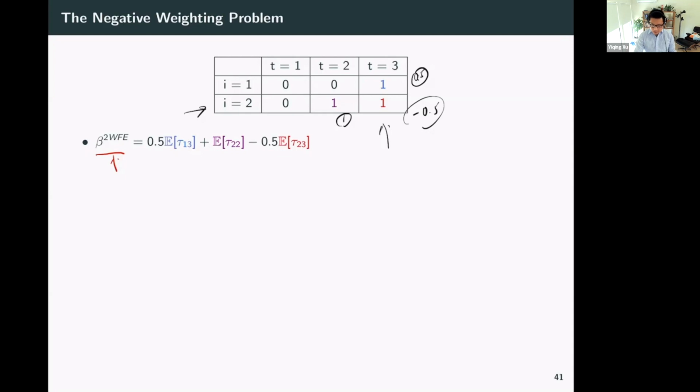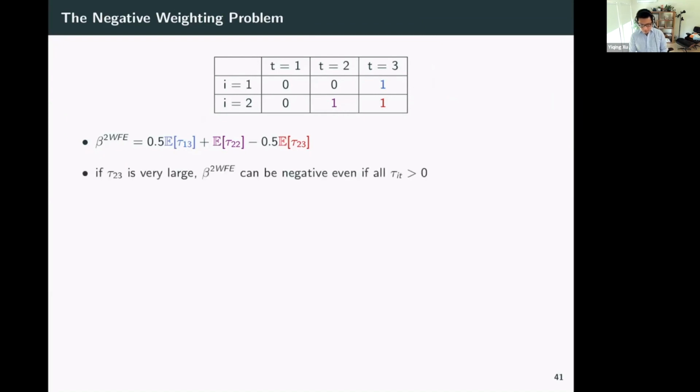Okay, so here as you can see, even though all 3 taus are positive, we cannot guarantee that this beta, this two-way fixed effects coefficient, is positive. If this tau increases really fast, because the weight is negative, the estimate can be negative.